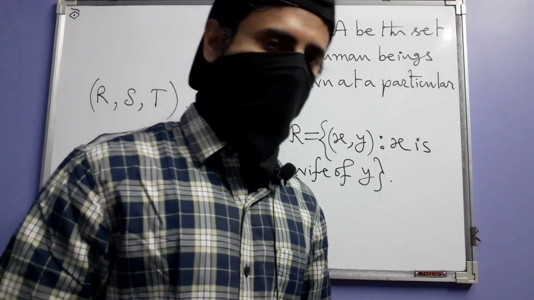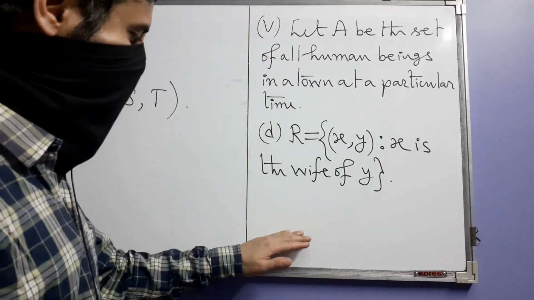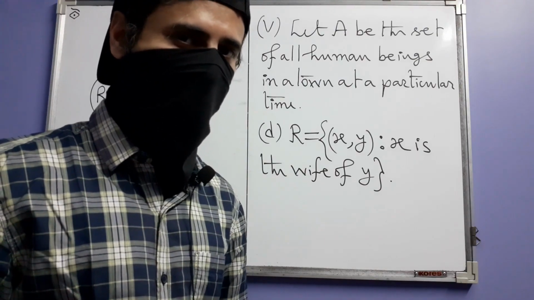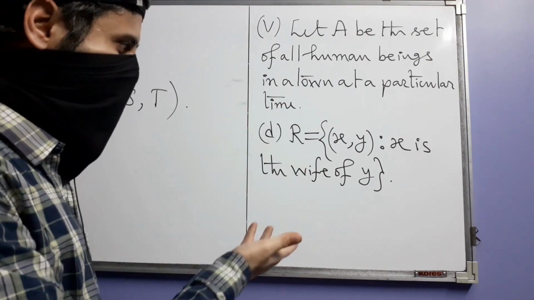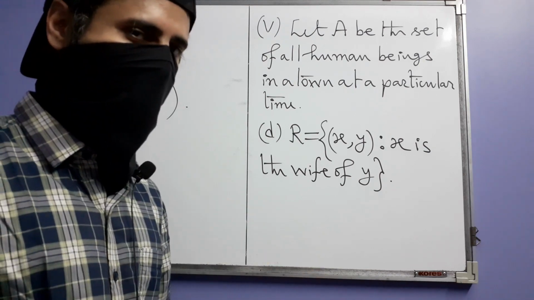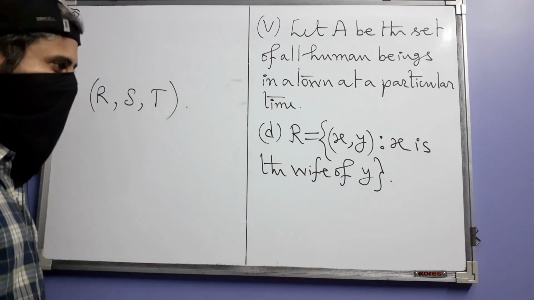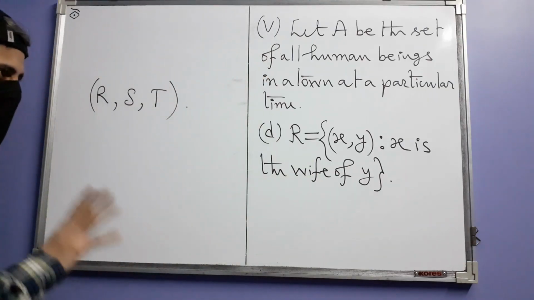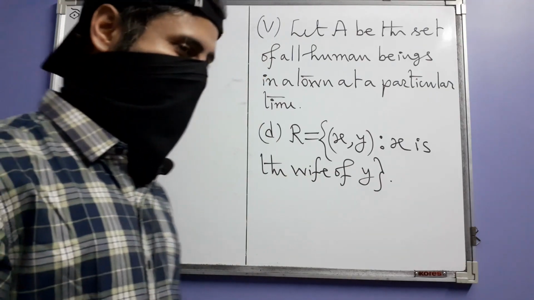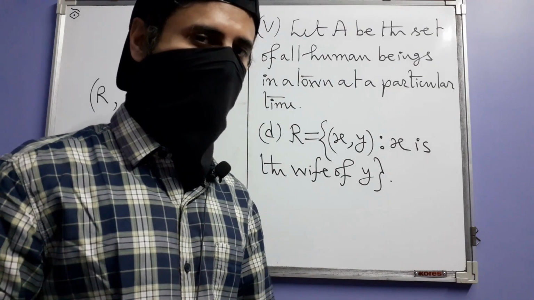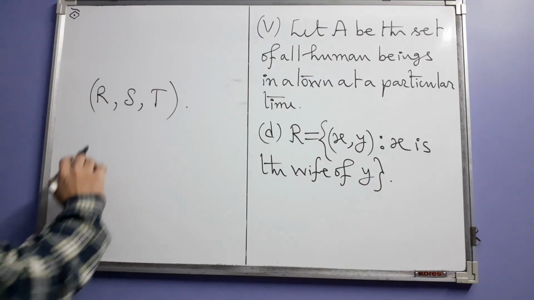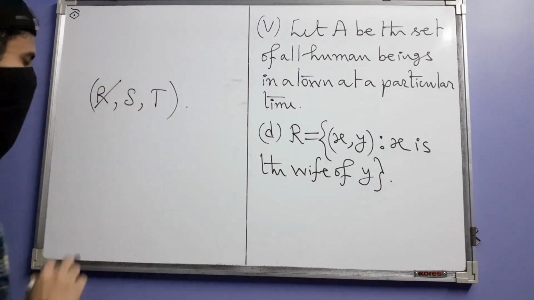Okay, so next we have this somewhat hilarious relation. The relation is not hilarious, but what we are going to do with this will be somewhat funny. X is the wife of Y. Can it be reflexive? X, of course, cannot be the wife of X itself, right? So obviously it's not reflexive.